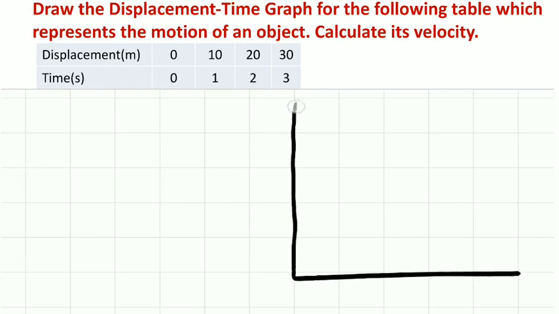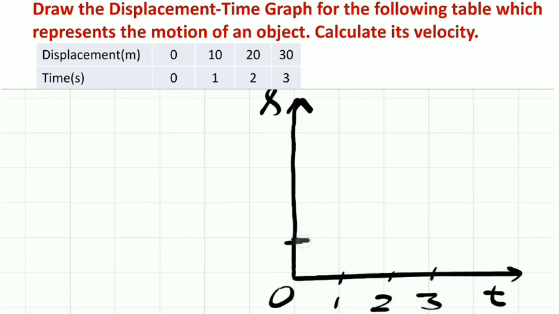Take this axis as the axis for displacement and this axis for time. Now give them the measures 1, 2, 3, and here 10, 20, 30, etc. Okay, now watch the table.